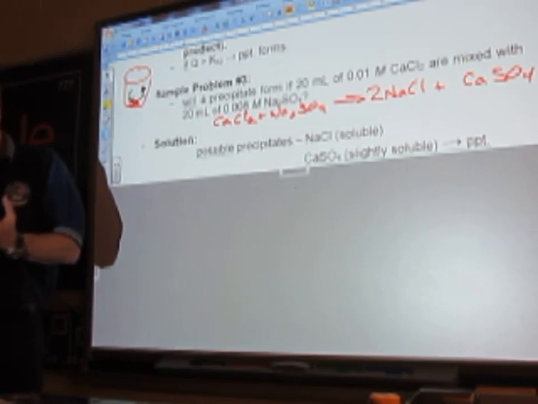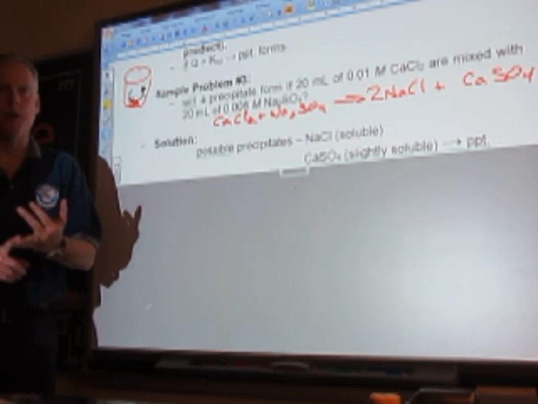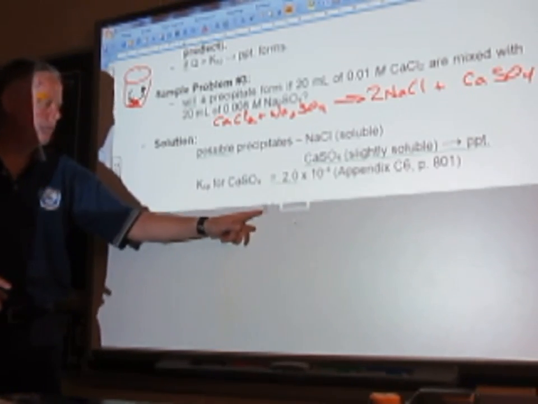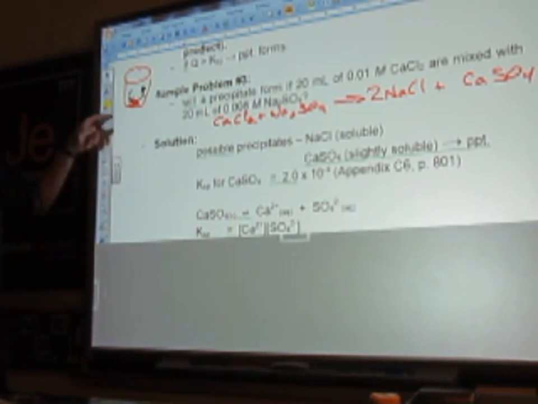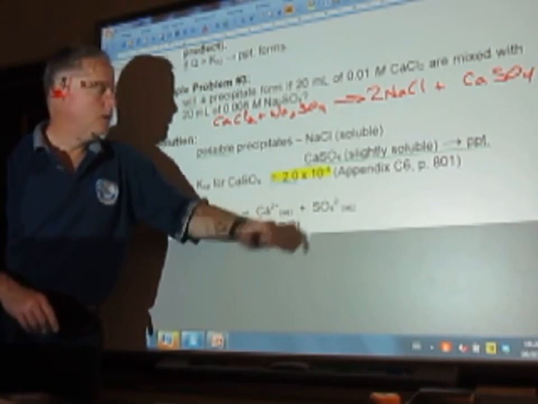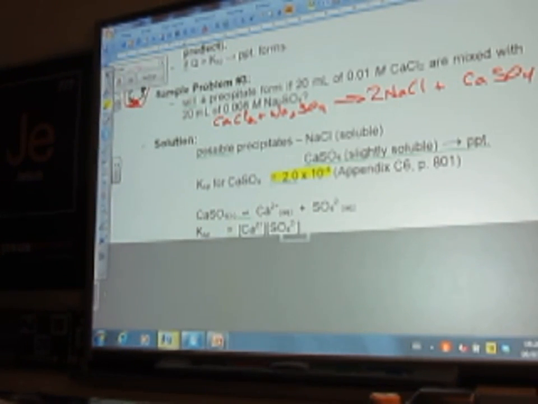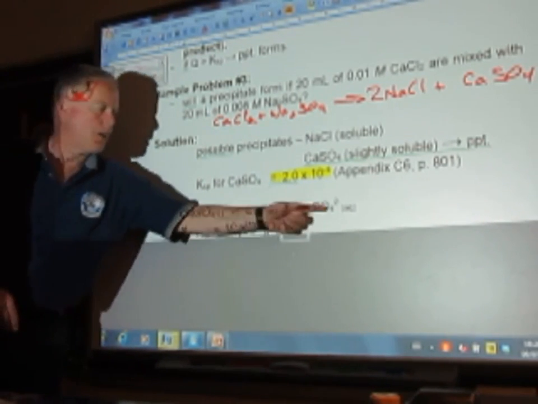Write the ionic equation for calcium sulfate. Write the KSP expression for calcium sulfate. Okay? So from our appendix, there's the KSP value for calcium sulfate. There's the ionic equation.